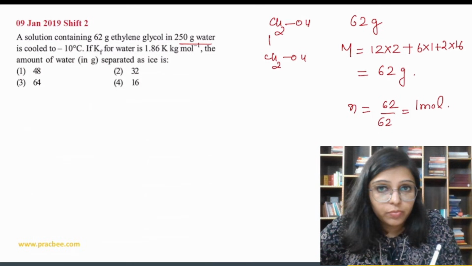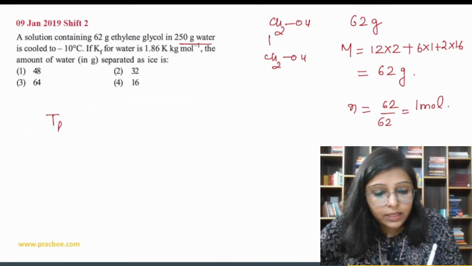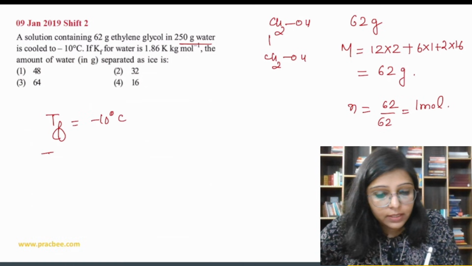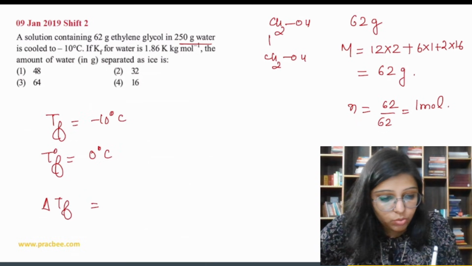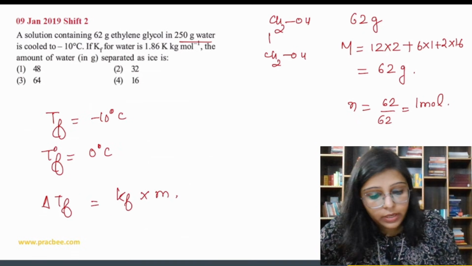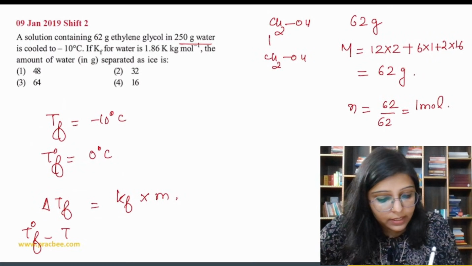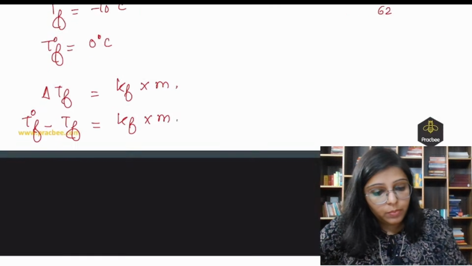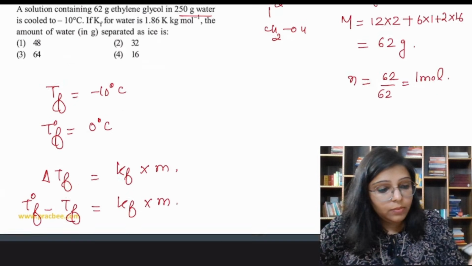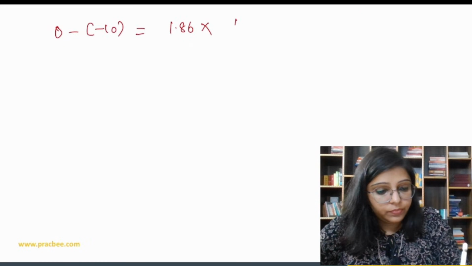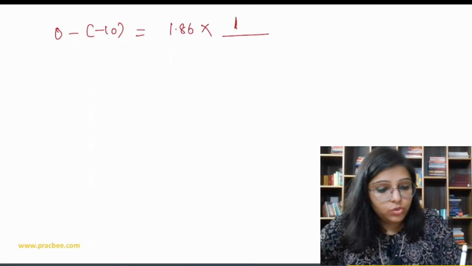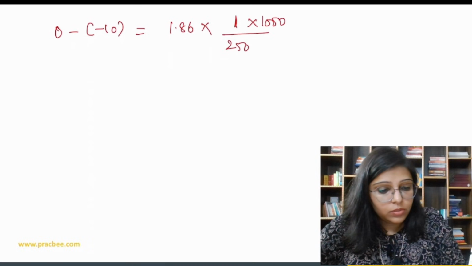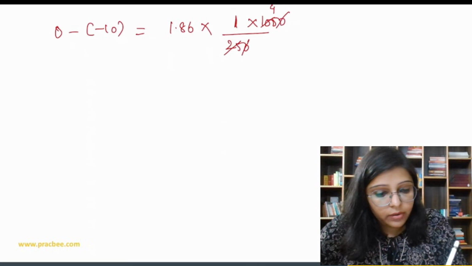It is cooled to minus 10 degrees Celsius. It means TF is minus 10 degrees Celsius and T naught F is 0 degrees Celsius. So we write delta TF is equal to KF into molality. So delta TF is T naught F minus TF, then KF into molality. So 0 minus minus 10, KF value is 1.86 and molality is 1 mole upon mass of water into 1000.